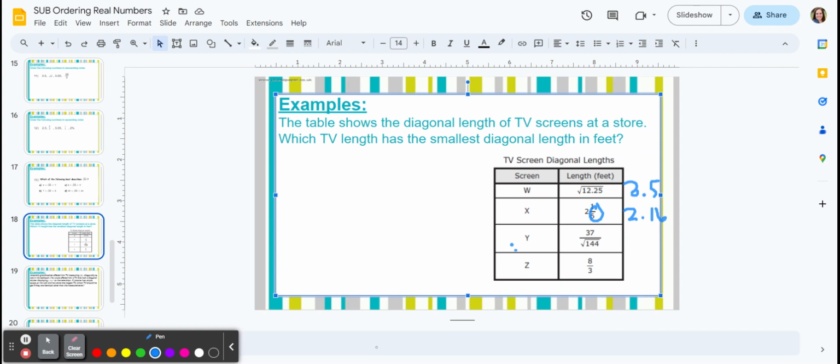37 divided by the square root of 144. Make sure the square root's correct, 3.08. And then we have 8/3. So let's do 8/3, which is 2.6 repeating. We'll do 66. So it says which one is the smallest? Well, these are 3, so we know it's not either of those. So 16 would be smaller than 66. So screen X is the smallest.